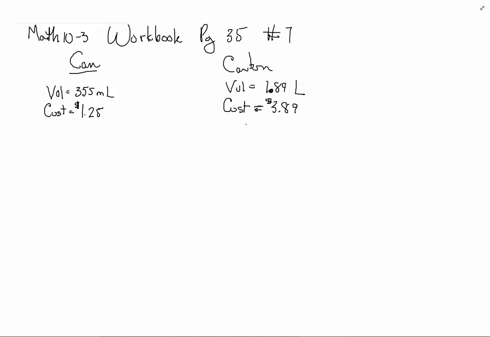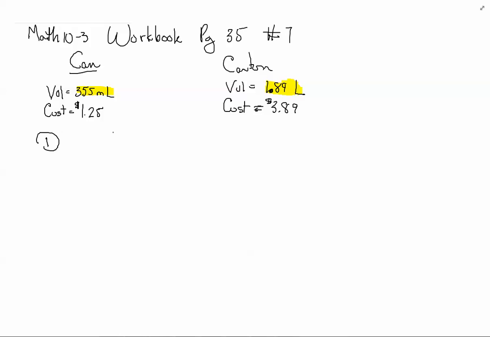So we want to know how much we would save per milliliter if we bought it in the carton instead of the can. The first step here is to recognize that we have two different units for volume and we need to convert them. Now, because this question is asking for the savings per milliliter, I'm going to convert the volume of the carton into milliliters.